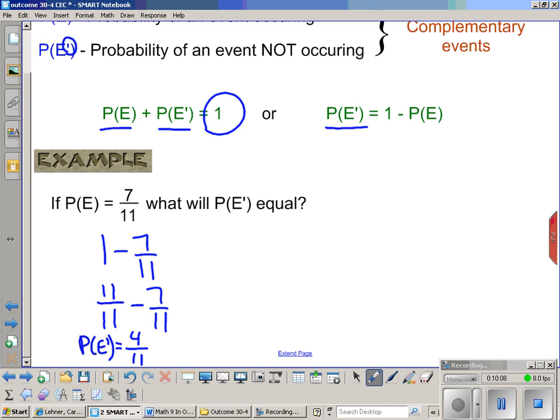Now, as I said, you could do this simply without showing all of that work. You just ask yourself, 7 plus what is 11? It's 4. And so we're now 4 out of 11. We still have the same sample space in both cases.